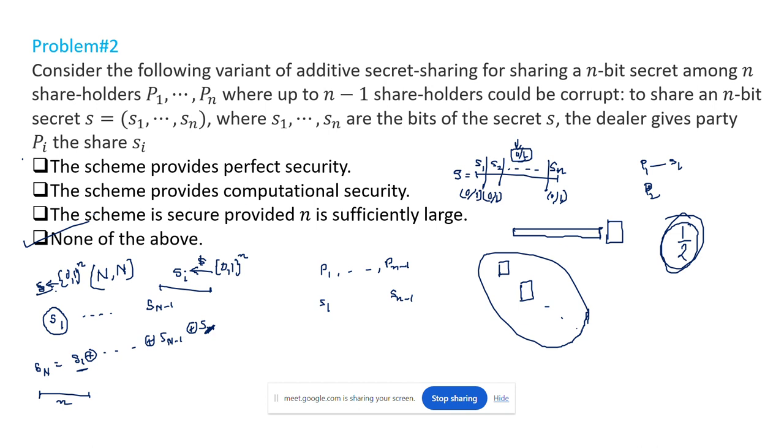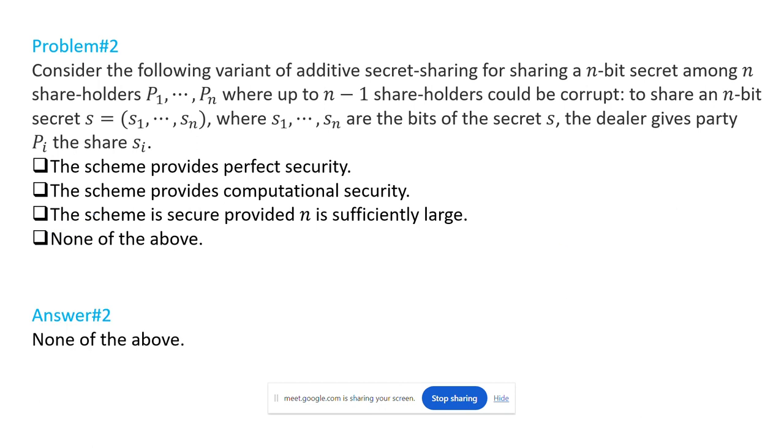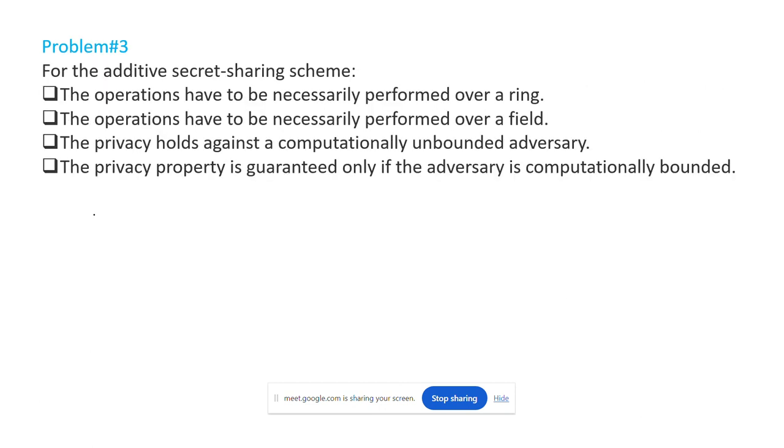Okay, let me proceed to the next question. For the additive secret sharing scheme: the operations have to be necessarily performed over a ring; the operations have to be necessarily performed over a field; the privacy holds against a computationally unbounded adversary; and the privacy property is guaranteed only if the adversary is computationally bounded. Which are the correct options?